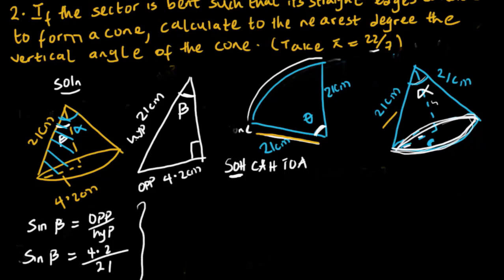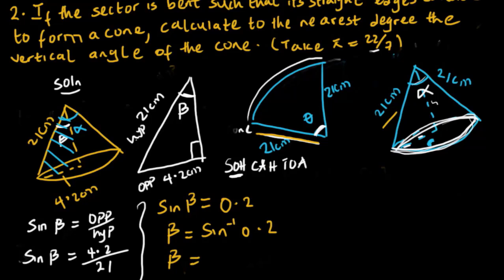So it then means that sine beta equals 4.2 divided by 21, which is 0.2, which implies that beta equals sine inverse of 0.2, which is approximately 11.53 degrees. Now remember, we are trying to find alpha, not beta, and we know that alpha equals 2 times beta. Alpha equals 2 beta.